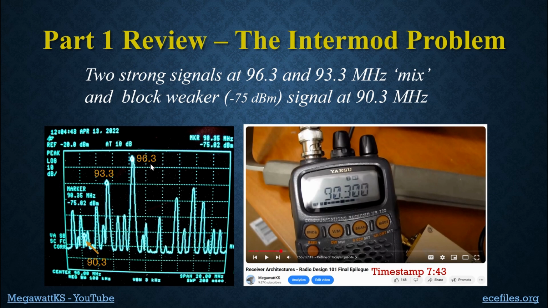So what we just heard are these two stations, 96.3 and 93.3, even though the radio was tuned to 90.3. We didn't hear 90.3 at all. And that's, of course, because 90.3 is very weak. But why did we hear these two stations? Well, that's what we're going to be talking about.